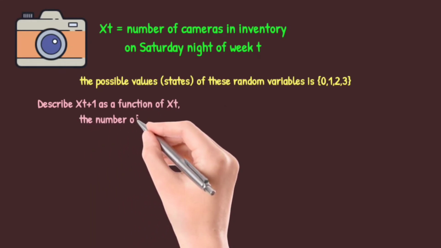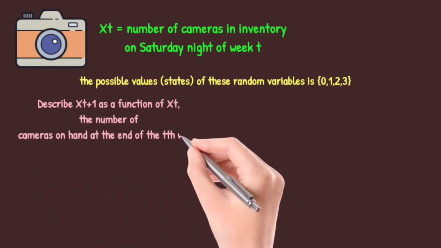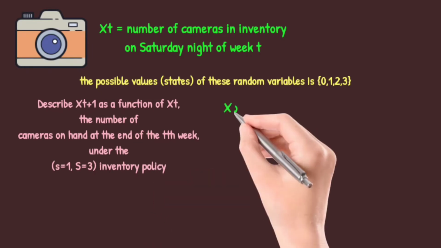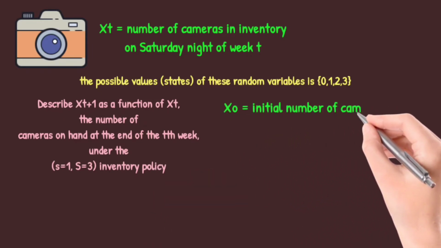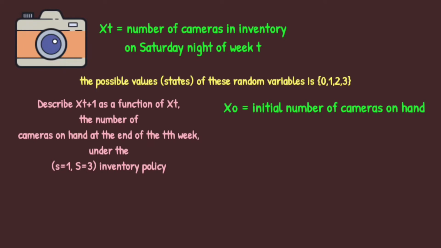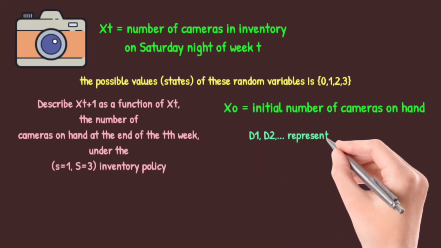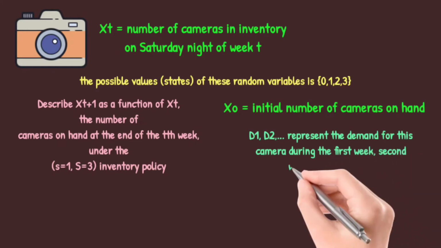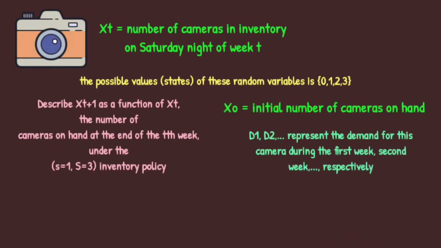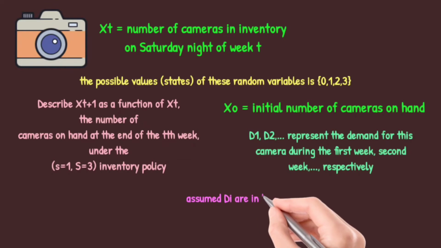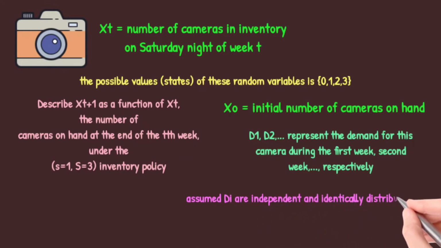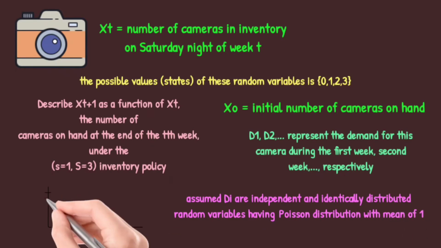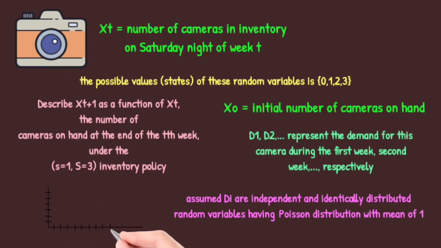Describe Xt+1 as a function of Xt, the number of cameras on hand at the end of the t-th week, under the s equals 1, S equals 3 inventory policy. X0 represents the initial number of cameras on hand, and D1, D2, and so on represent the demand for this camera during the first week, second week, and so on, respectively. Assume the Di are independent and identically distributed random variables having a Poisson distribution with a mean of 1.